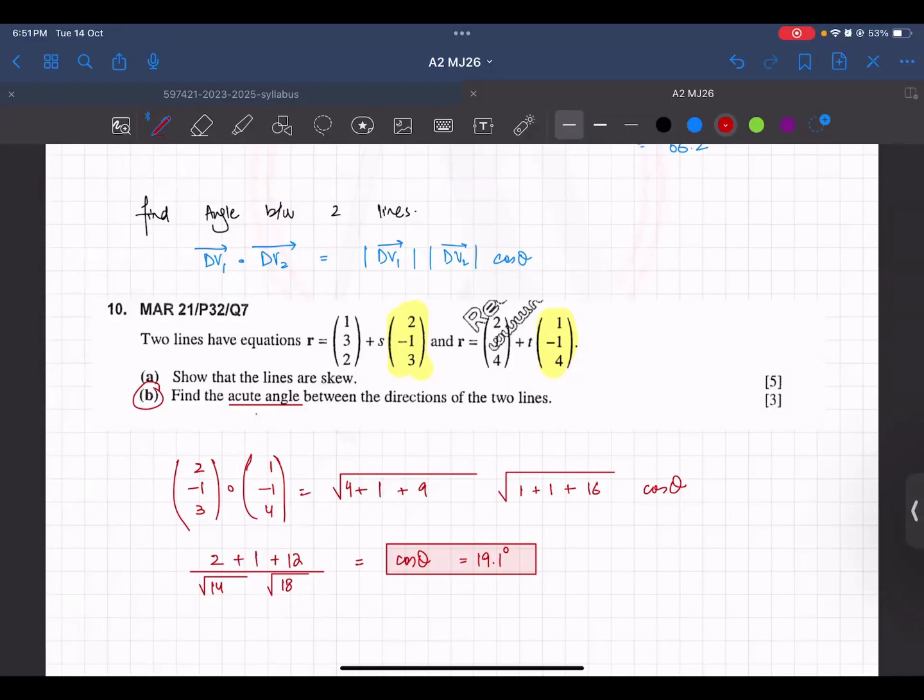This is one thing. Finding the angle between vectors. Angle between two lines or angle between two vectors.